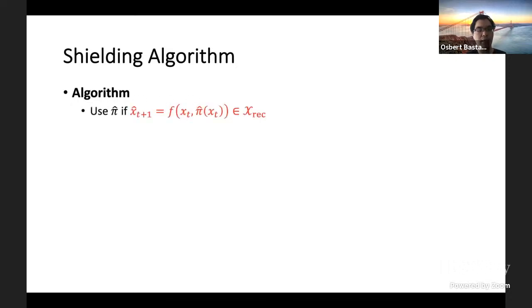With that in mind, the algorithm is very simple. In shielding, the algorithm simulates the next state under pi hat to get X hat t plus 1. This is its simulation of where the robot will end up if it uses pi hat. Then it checks if X hat t plus 1 is in the recoverable set. If so, the algorithm is going to use pi hat, and if not, it's going to use pi backup.